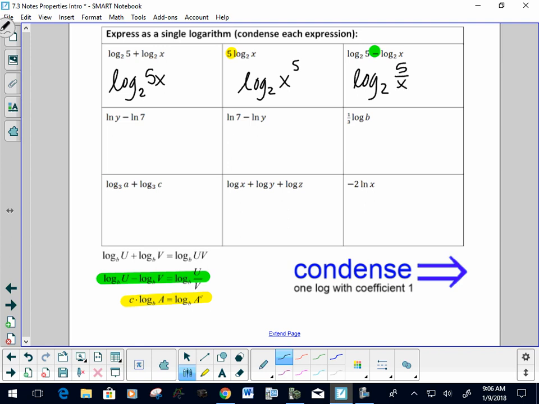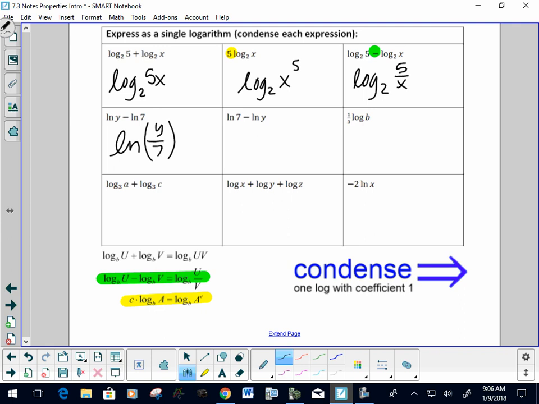So I purposefully on that row used all 5s and x's so you could kind of see the difference between those three properties. Next row down, natural log of y minus the natural log of 7. We're going to use our subtraction rule. So it's going to be the natural log of y over 7. Sometimes with fractions, people like parentheses. I don't really care. Either way is fine.